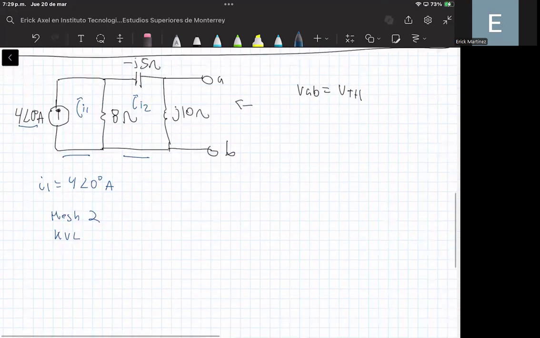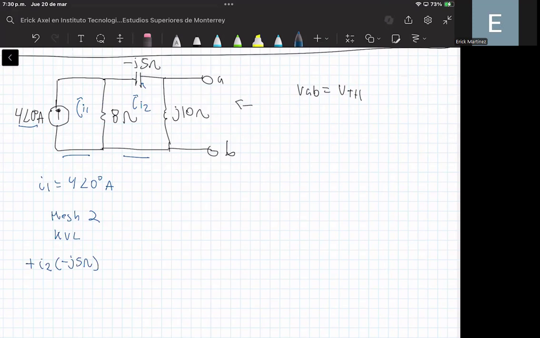So you need to be very careful about the direction of the current. So for example, here you can see that the current I2 is flowing through this capacitor, okay? This capacitor right here. So we can compute the voltage drop in that capacitor by considering that I2 is multiplied by the impedance value, that is minus J 5 ohms. Okay, this is the voltage drop in this element.